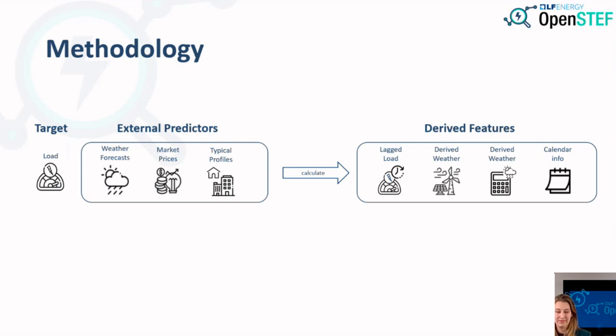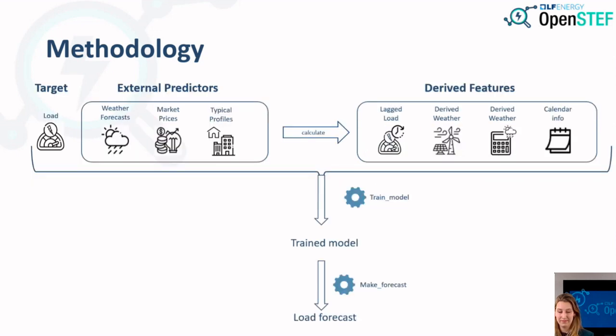And so a bit deeper into how these steps actually work within OpenStef. When you use OpenStef, you want to predict a target, which is usually the load on the grid. You provide some external predictors that allow OpenStef to make the forecast, such as weather forecasts, market prices, but also typical usage profiles of large types of customers. OpenStef will then automatically derive features from the predictors you provide, such as the lagged load and derived weather features and even some calendar info. Then using this input, you can call the train model pipeline to train a model. And after having a trained model, you can then create a forecast. That's a high-level overview of how OpenStef works under the hood.